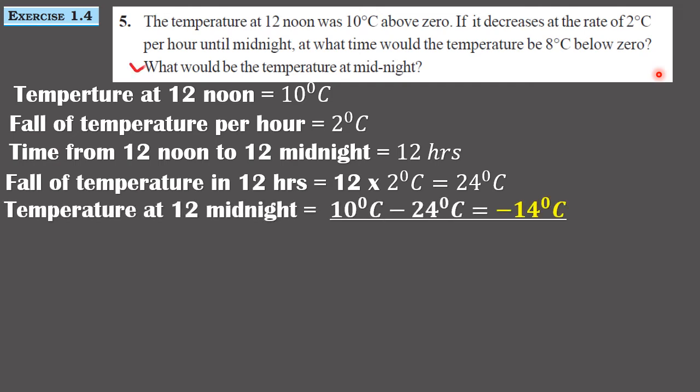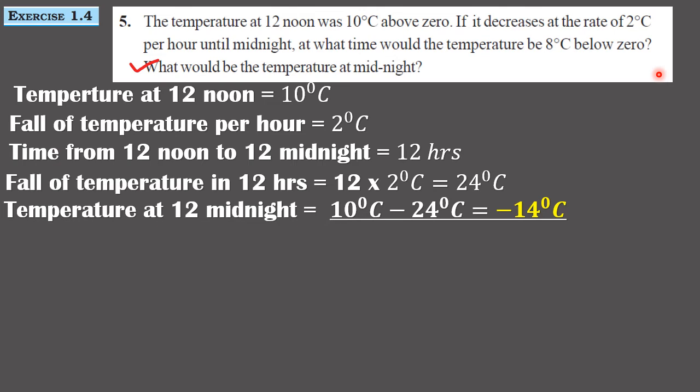Therefore, the temperature at 12 midnight will be initial temperature, 12 noon it is 10, and by 12 hours the temperature dropped by how many? 24 degrees it will drop. So 10 minus 24, which is equal to negative 14 degrees centigrade is the answer.